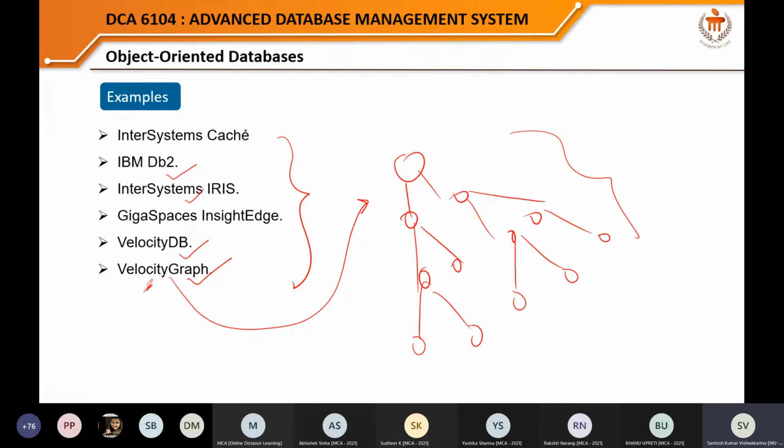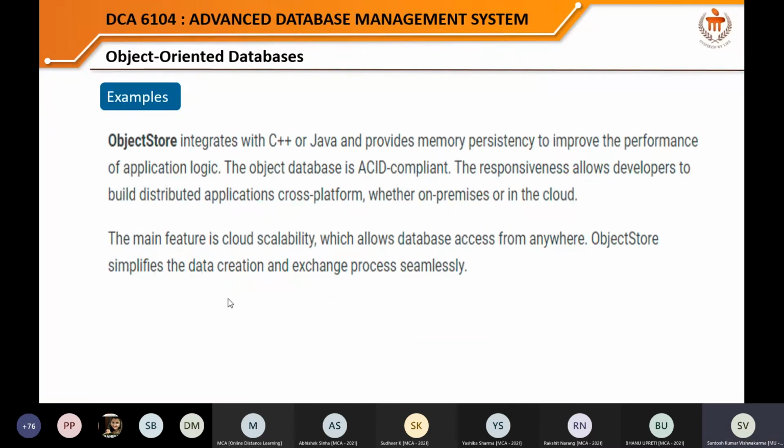Apart from this, there are some commonly used object-oriented databases, which I will explain in three or four slides because we are limited in time. First is ObjectStore, which integrates C++ or Java and provides memory persistence to improve the performance of application logic. The very important part, which I have shown earlier, is that this object database is ACID compliant, and this is a must. Until you provide these features, we cannot say that the relational things can be embedded. The responsiveness allows developers to build distributed applications across platforms, whether on premises or in the cloud. That's very important.